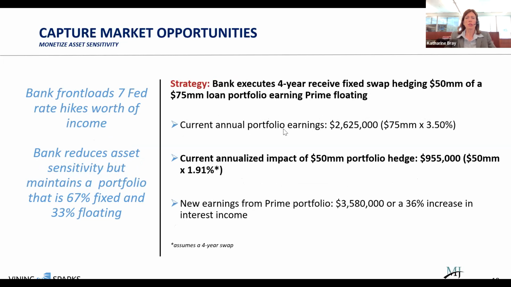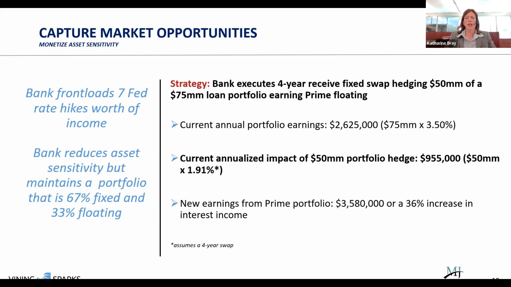This particular institution decided to enter into a 4-year receive fixed swap. The bank has about a $75 million floating rate prime portfolio. They don't want to hedge all of it, for a couple of reasons. One, they would like to leave some of those floating. From the other side of it, really is accounting. We only want to hedge the layer that we think would still be there, those outstanding loans that we think would be out there for the 4-year term.